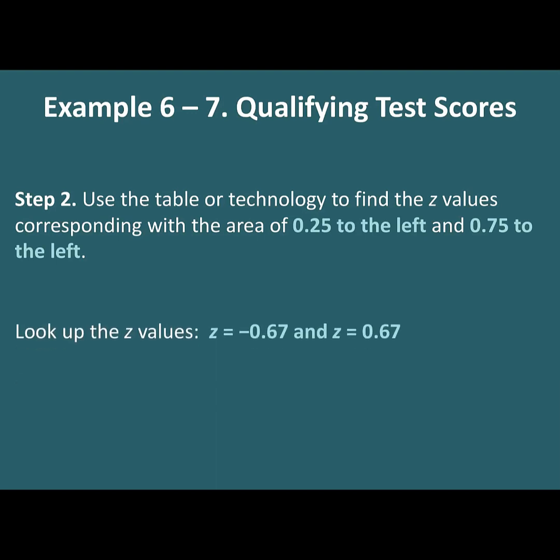Those values would be negative 0.67 and positive 0.67. This makes sense because the previous picture was symmetrical. Once again, I invite you to pause the video and verify. It's always best to look up these numbers yourself on the table and not to completely depend on me.